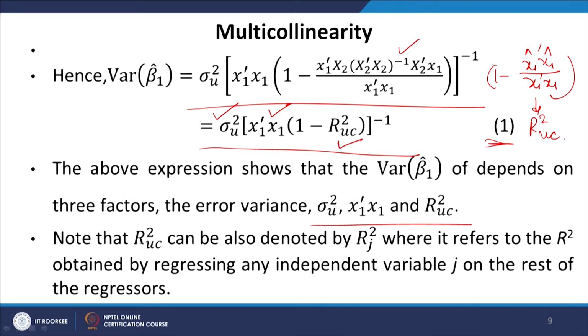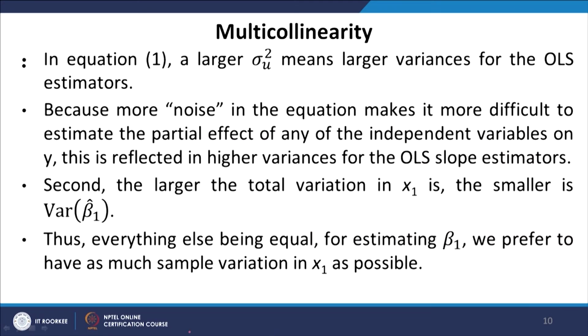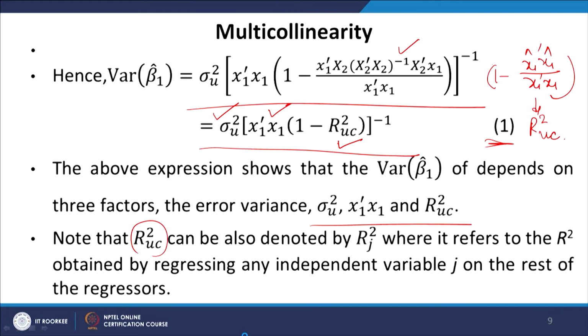Note that R_uc squared can also be denoted by R_j squared, which refers to the R square obtained by regressing any independent variable j on the rest of the regressors. We can also call it the auxiliary regression of x1 on the rest of the independent variables. So in the equation, a larger sigma u square means larger variances for the OLS estimators. I show you the expression once again.